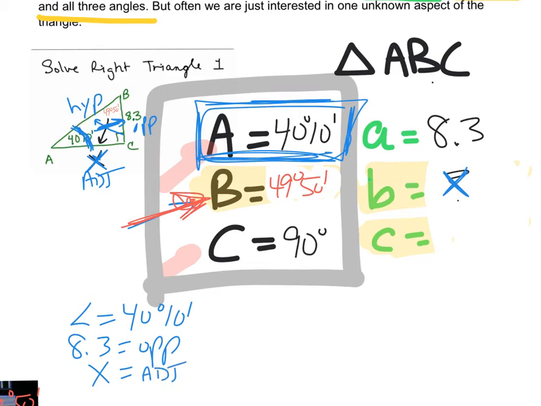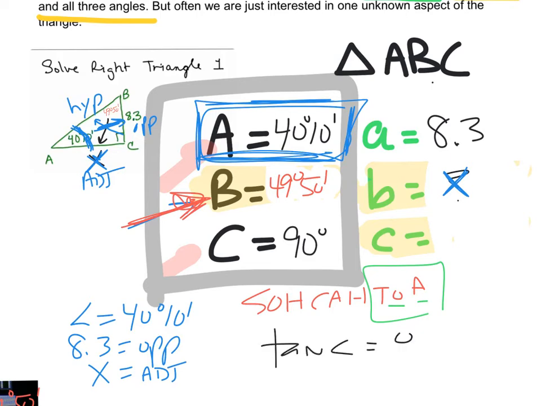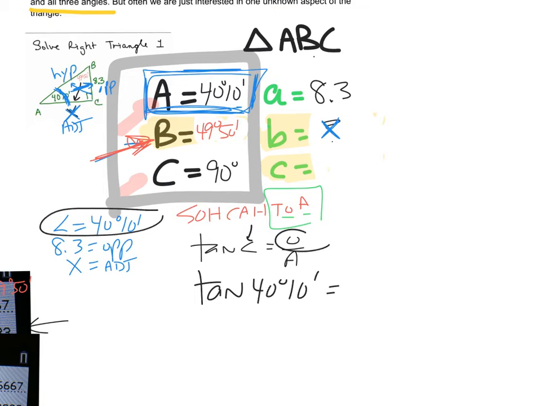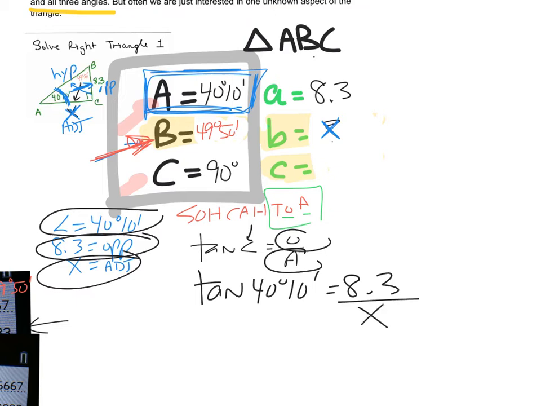So here I'm going to be using SOHCAHTOA because it's a right triangle. Here I'm given the opposite and the adjacent, the O and the A. So here I'm going to be using the tangent. The tangent of an angle equals opposite over adjacent. So here I'm going to have the tangent of my angle, and here the angle was 40 degrees 10 minutes. That equals the opposite, which we said was 8.3, over the adjacent, which is x.